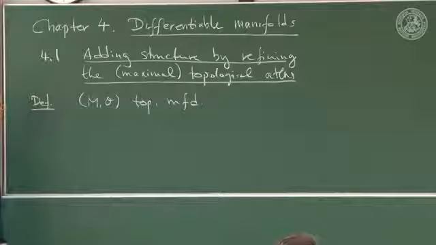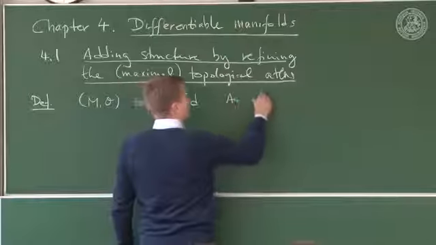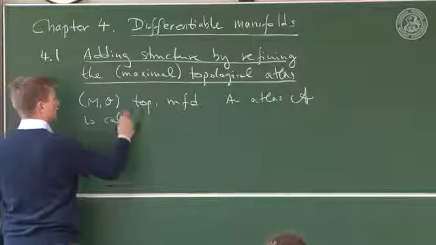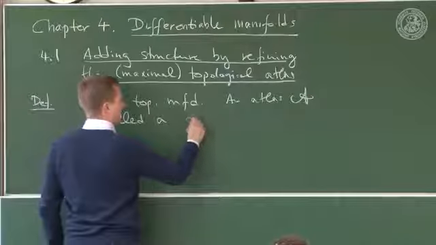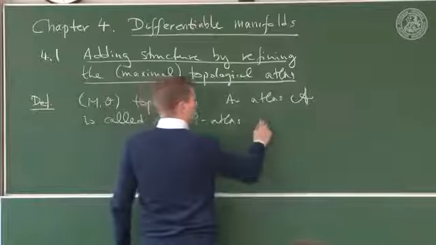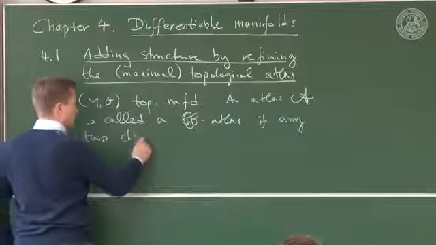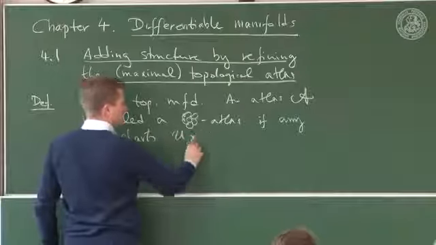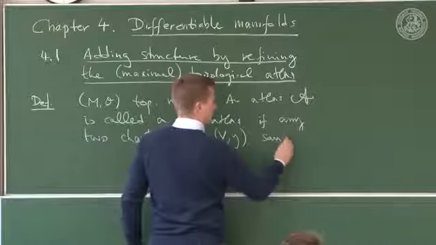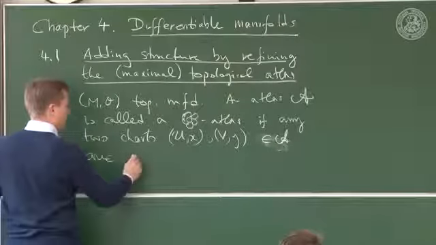We consider a topological manifold M, and we call an atlas, curly A, a flower atlas, if any two charts, say (U, x) and (V, y), that lie in the atlas are flower compatible.